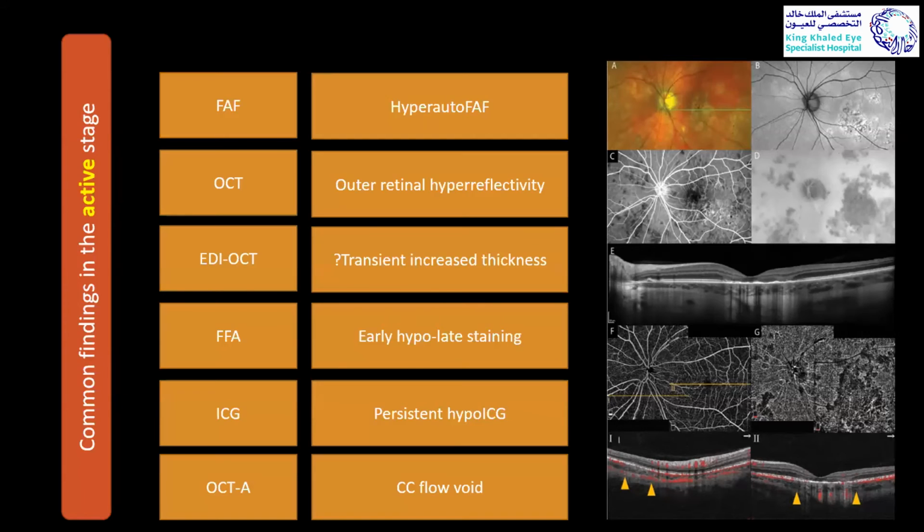FFA is classic in all this group of diseases. It's called early hypo and late staining. And ICG usually shows a persistent hypofluorescence. And the angio-OCT in all these diseases shows choriocapillaris flow void.